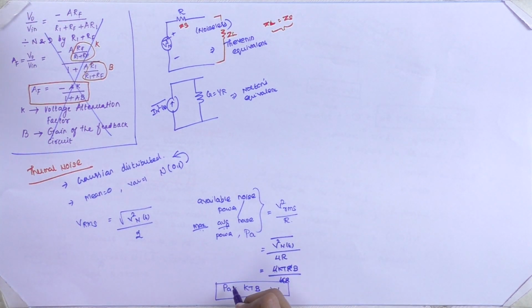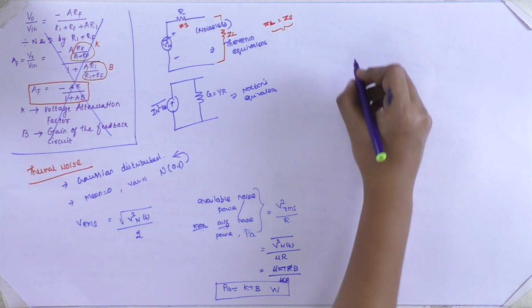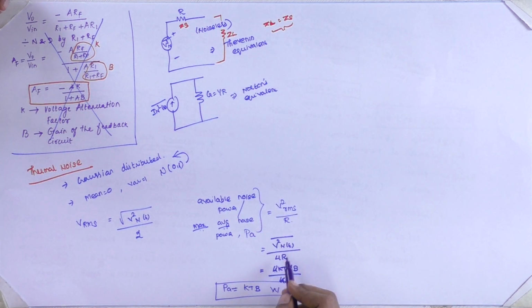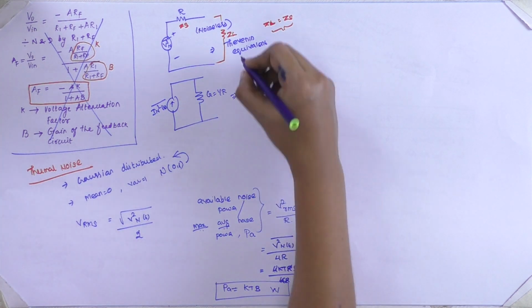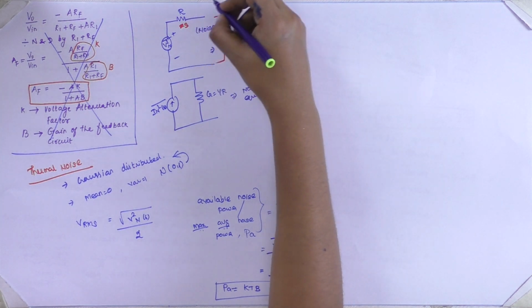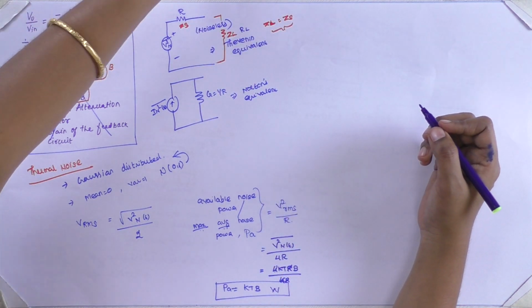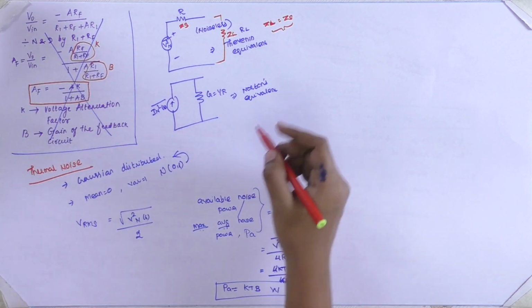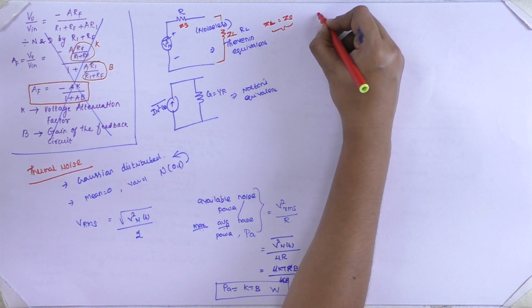From here it is observed that our available noise power is independent of the resistance term R. Using the Norton equivalent, similarly from the current equation, we can easily identify that the available noise power is equal to kTB. This holds for ZL, ZS, RL, RS. And we can note down some of the properties of thermal noise.